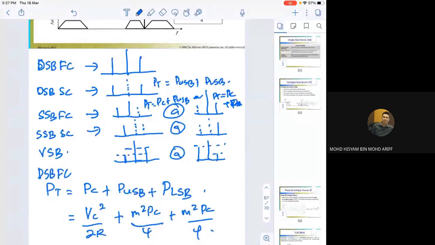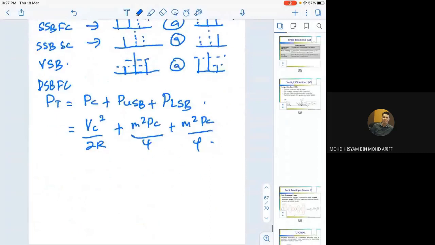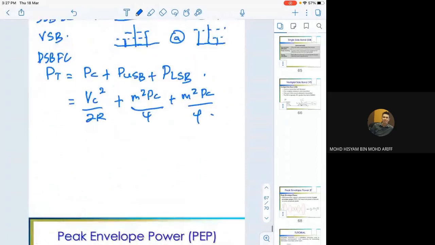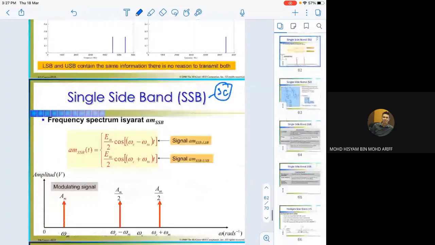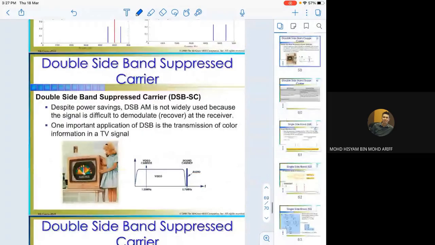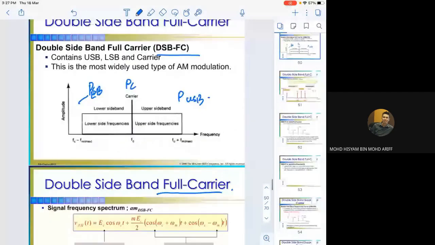Okay, don't worry. Just make your summary so that you will understand after this. Easy. Okay, finished already. Now we go to your slide, the mathematical expression.